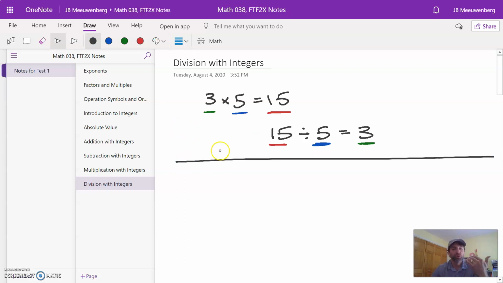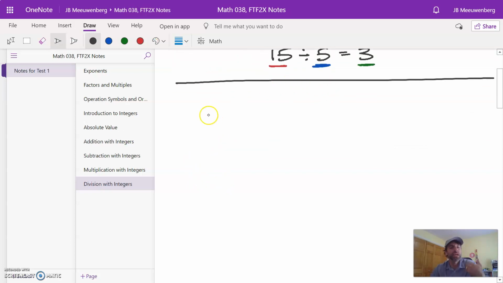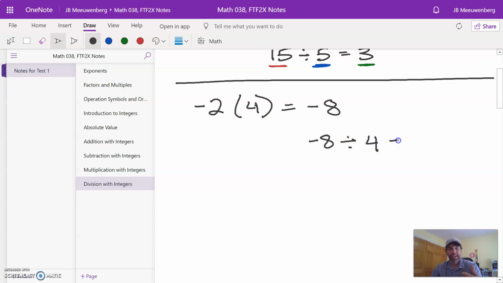So let's take a multiplication problem that we might have looked at previously, or something similar. Let's start with multiplication. Let's say we have -2 times 4. So -2 times 4 equals -8. We had one negative. Well, now we're going to work it backward. We're going to take the -8 and divide it by this number, the 4. Based on what we just learned, division is the inverse of multiplication. It undoes it. We should end up with -2 as our answer.